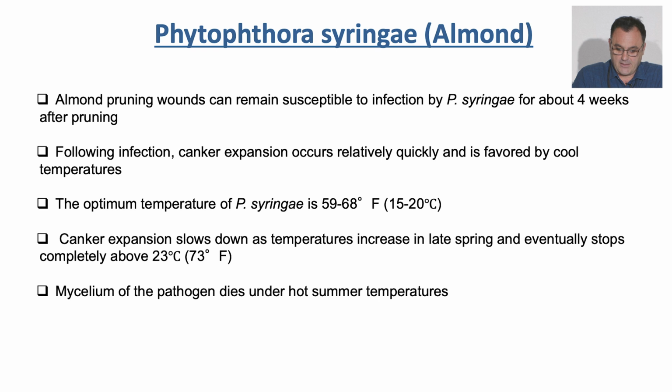We know this is a pathogen that favors relatively cool temperatures, and canker expansion can happen very quickly. The optimum temperature for growth of Phytophthora syringae is anywhere between 59 and 68 degrees Fahrenheit, and canker expansion will stop at about 73 degrees. Even the mycelium of this pathogen will die under hot summer temperatures. So you may see infection developing in the orchard around February, March, or April, but by June that pathogen will die naturally.